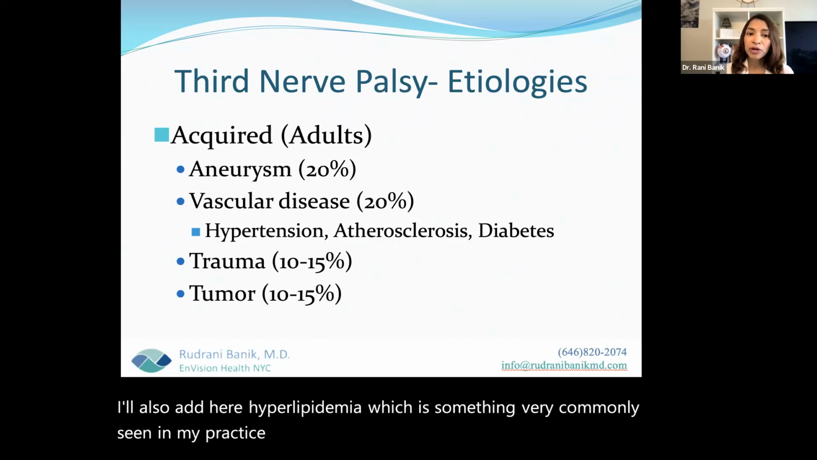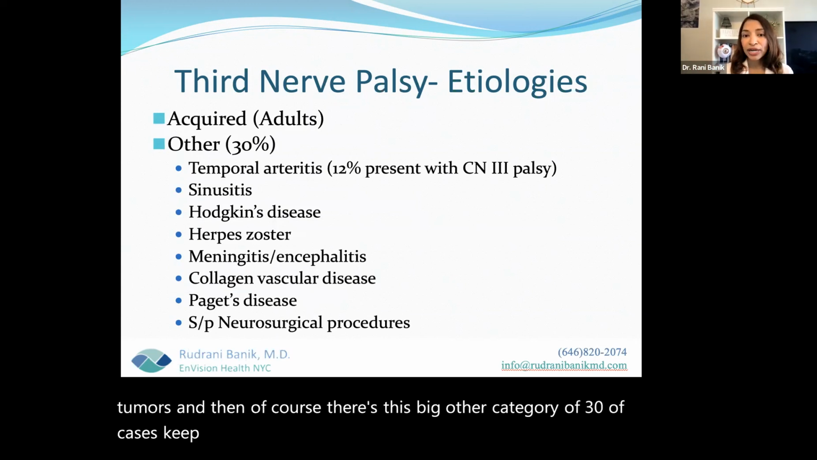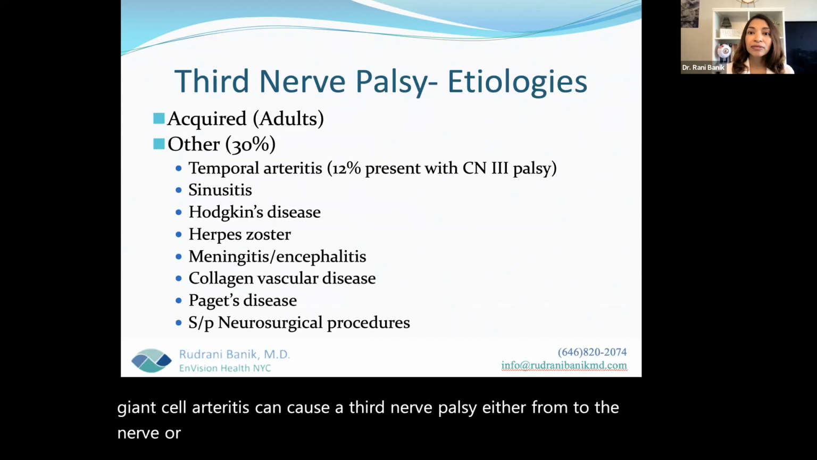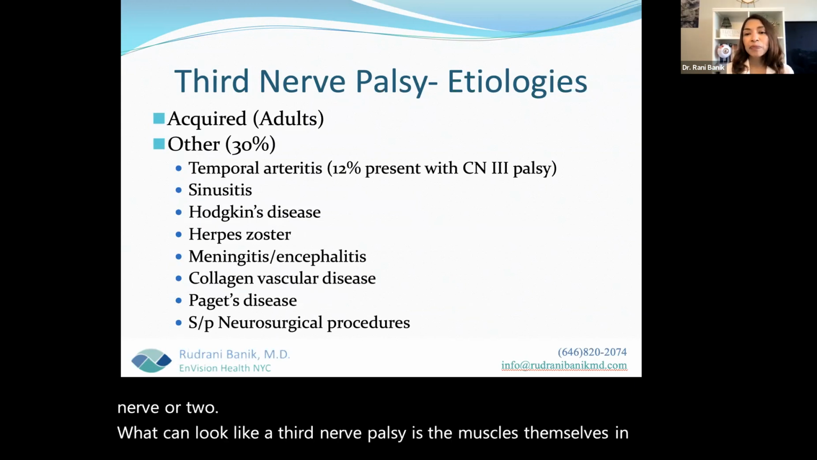Trauma can cause a third nerve palsy, as well as tumors. And then, of course, there's this big other category of 30% of cases. Keep in mind, we talked earlier about giant cell arteritis. Giant cell arteritis can cause a third nerve palsy, either from ischemia to the nerve or to what can look like a third nerve palsy, the muscles themselves in the orbit. So keep that in mind.